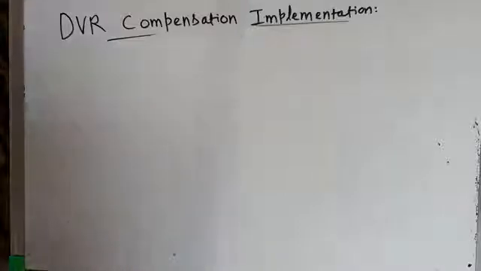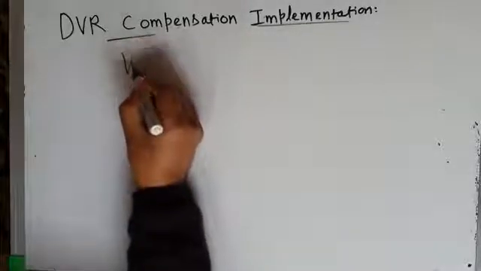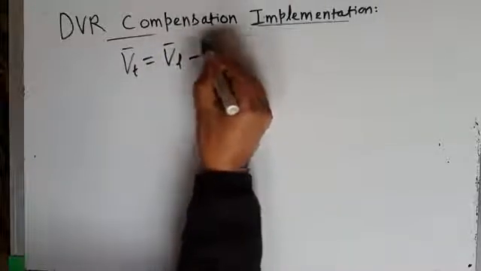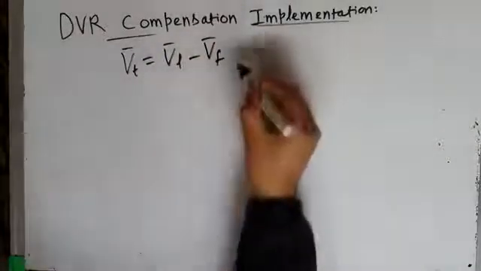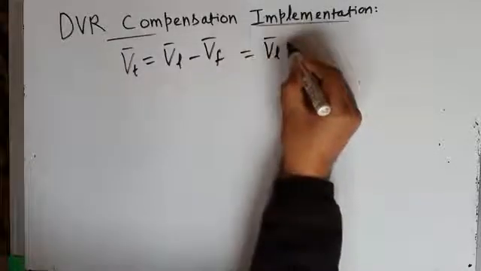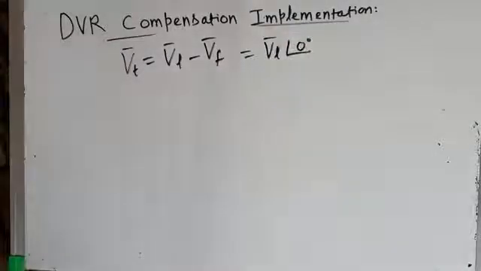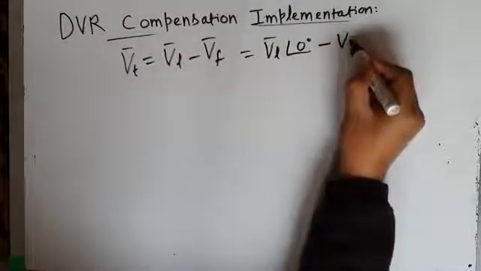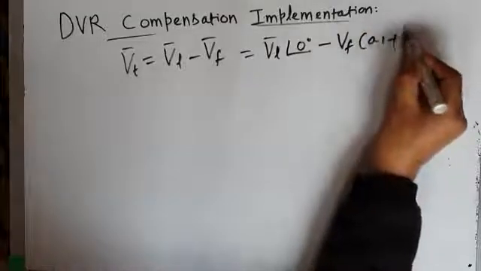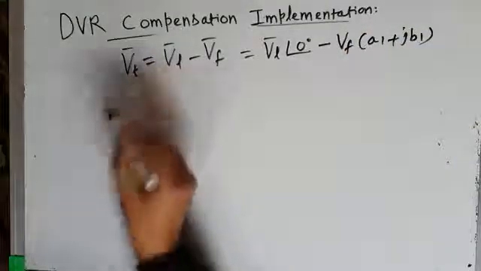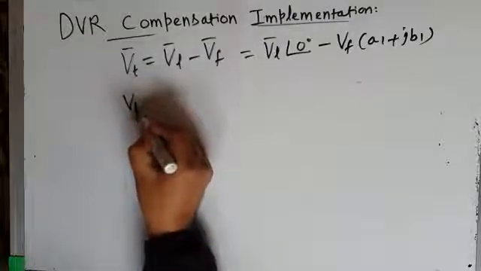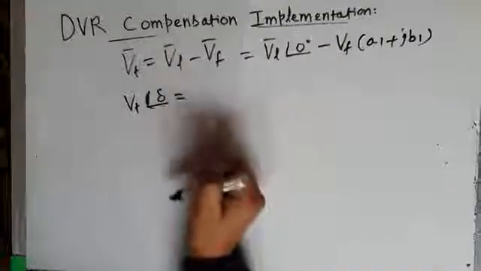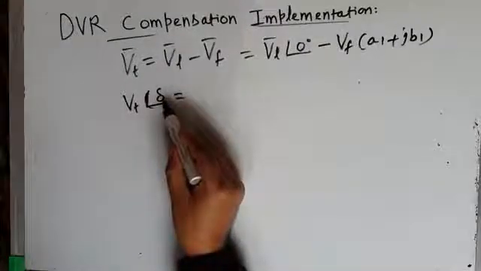In type 2 control, we write the terminal voltage. For example, you already know terminal voltage is equal to load voltage minus DVR injected voltage. Your load voltage is at an angle of 0 degrees because you take load voltage as a reference. Minus Vf is Vf (A1 plus jB1). Now your terminal voltage, Vt, is at an angle of delta, because this terminal voltage also has its own phase angle. Let us call that phase angle delta.